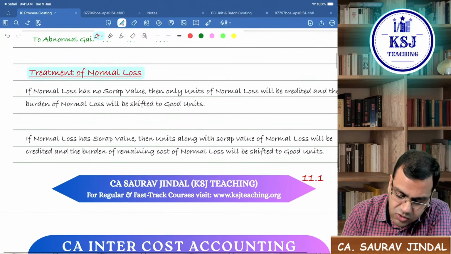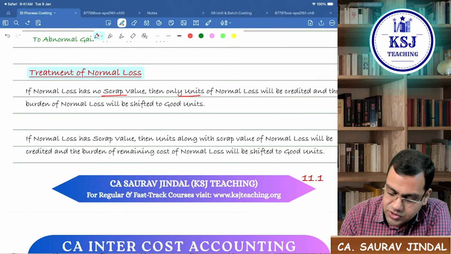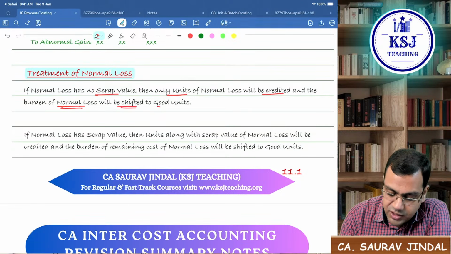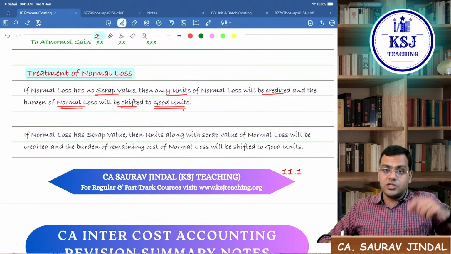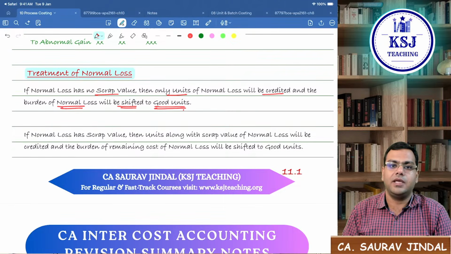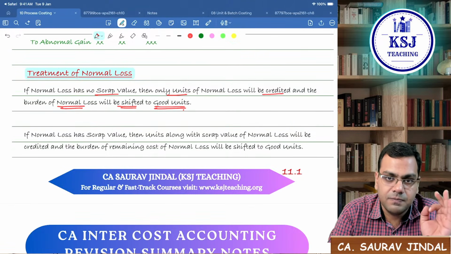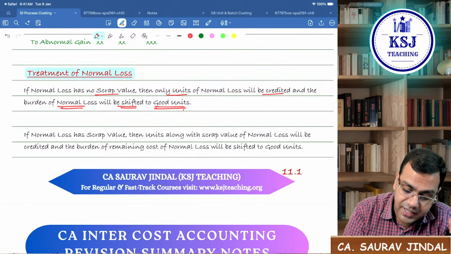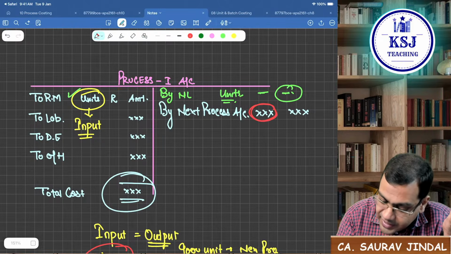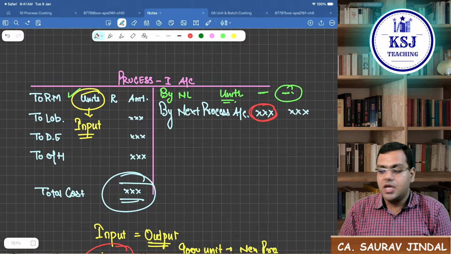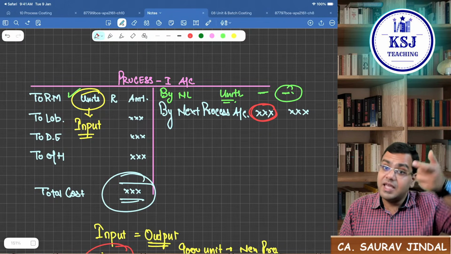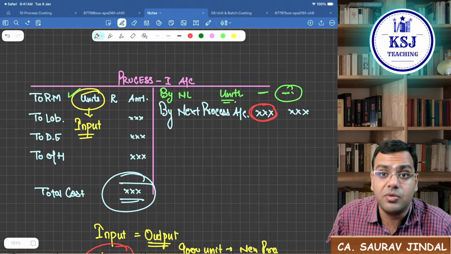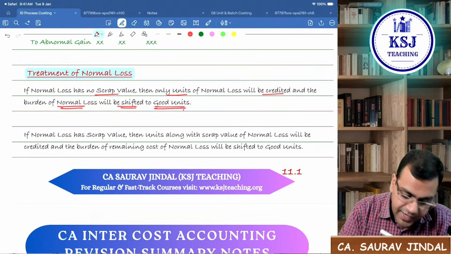So if normal loss has no scrap value, then only the units of the normal loss will be credited and the burden of the normal loss will be shifted to good units. So who will bear the cost of normal loss? Right from the very first lecture I've been telling you, if there is a normal loss, the good units will bear the burden. That is, the cost of the units being transferred to the next process will increase, because in case of normal loss, the cost is borne by good units, right?